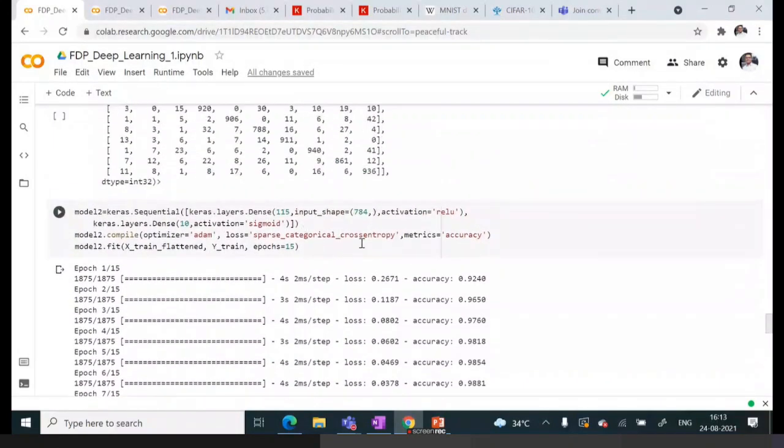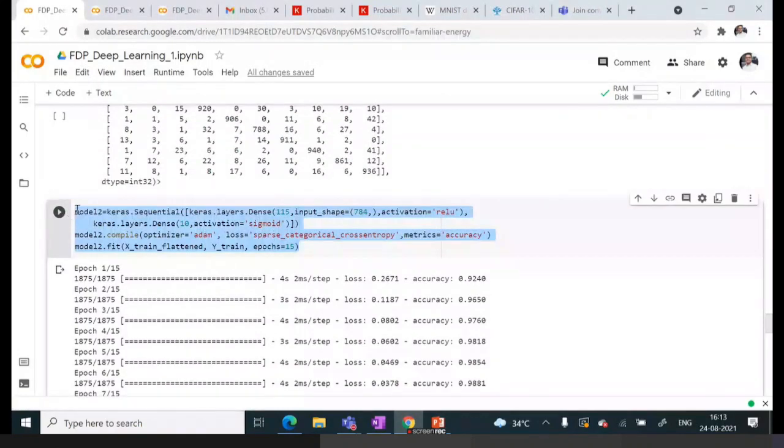So now what I am doing, if you focus here, then the last two lines are similar. If you consider these two, then I haven't done anything here, right? For compilation purpose, I am using the same optimizer, same loss function, same metric. I am also providing the same data, X train, Y train, same number of epochs. The only change which I have done is I have included one hidden layer here, which contains 115 neurons. So now what will happen?